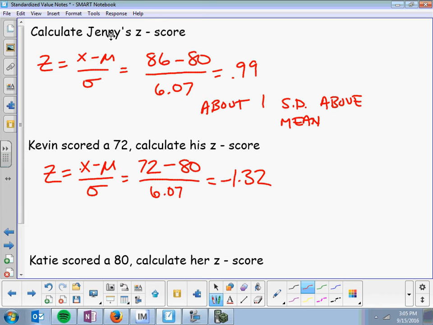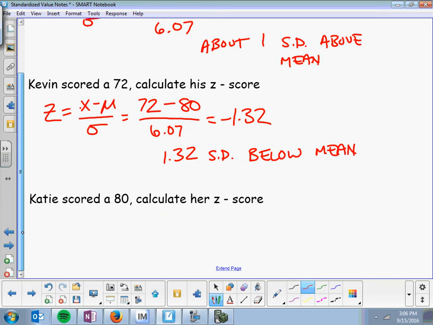And that is negative. So it's negative because Kevin was below average. So the sign of the z-score is very important as far as determining whether we are above or below average. So he's 1.32 standard deviations below the mean. All right, so we've got Jenny that was above average. She had a positive z-score. We had Kevin that was below average. He had a negative z-score.